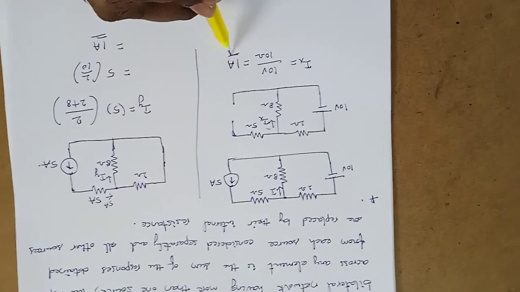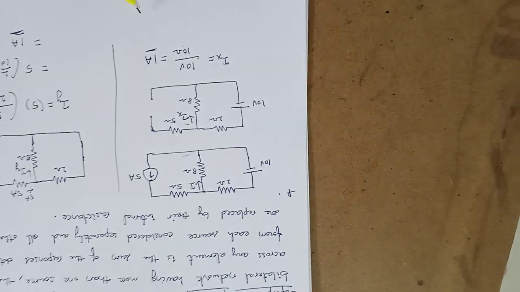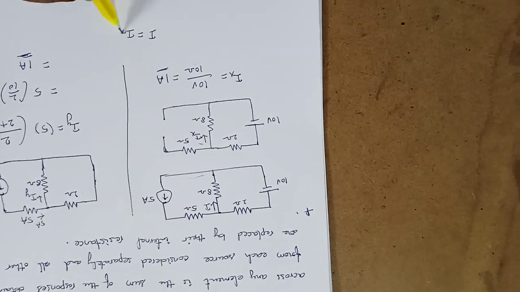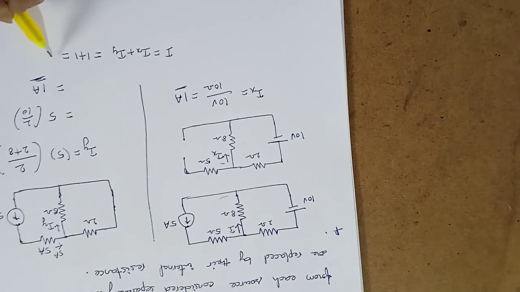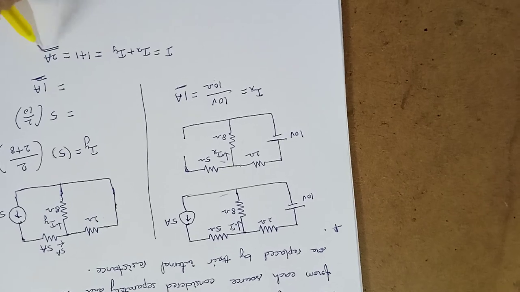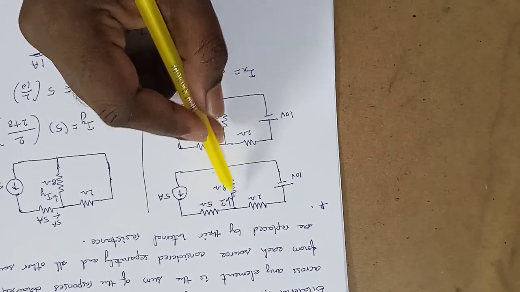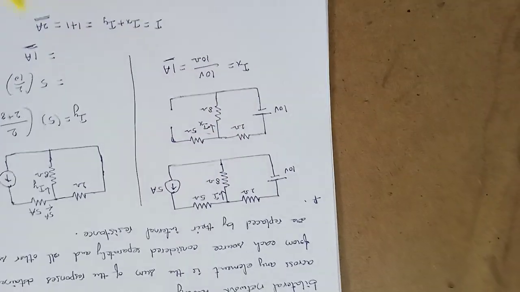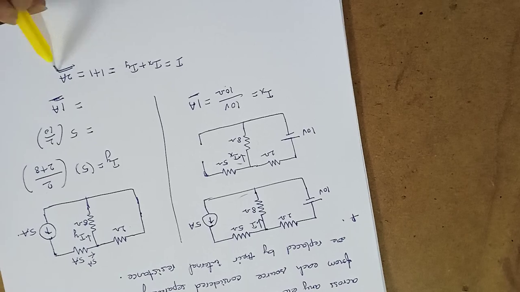So in this also 1 ampere we got, here also 1 ampere we got. So the total current in the given circuit, I is equal to Ix plus Iy, that is equal to 1 plus 1, that is equal to 2 amperes. So the current flowing in this 8 ohms resistance in the given circuit is equal to 2 amperes. Now let us verify this.